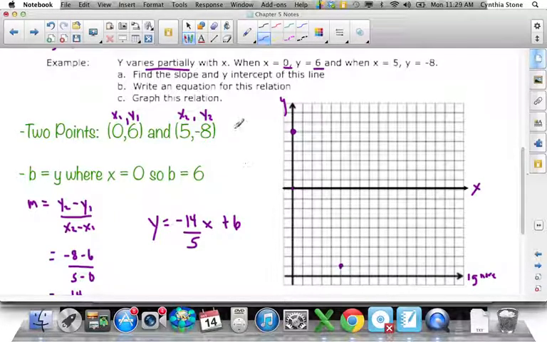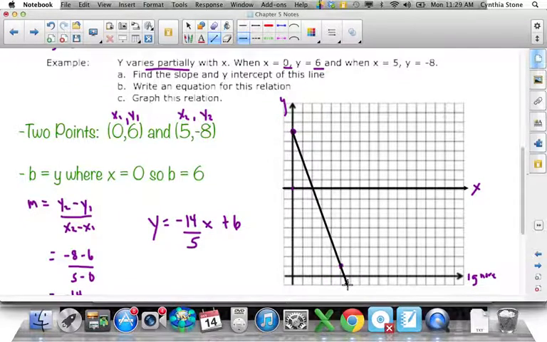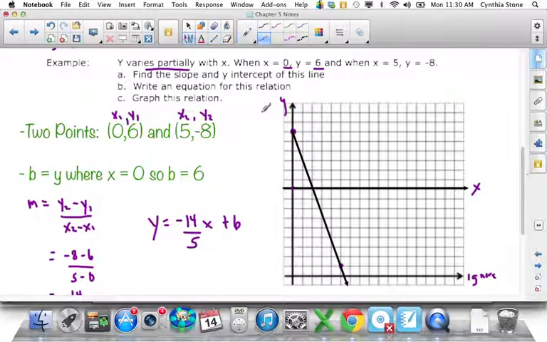So to graph this relation, I take the 2 data points it gave me and connect them by a straight line. That's all you have to do. And again, it can go on forever, so it doesn't have to stop right at the points. Draw my little arrow at the end to say that this thing could go forever in either direction. And as you can see, negative slope, negative slope. Okay, that's the last question for this lesson and for this chapter.